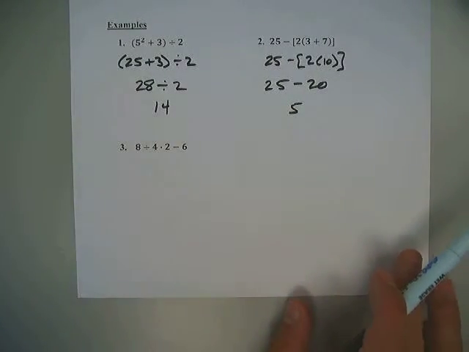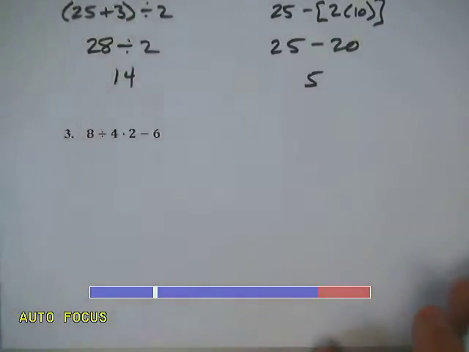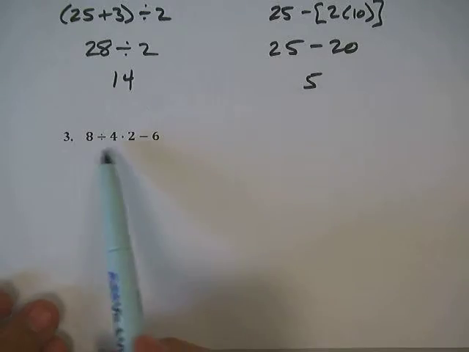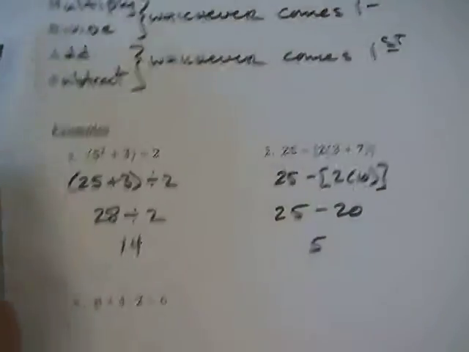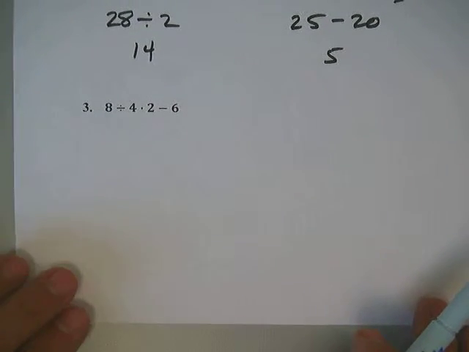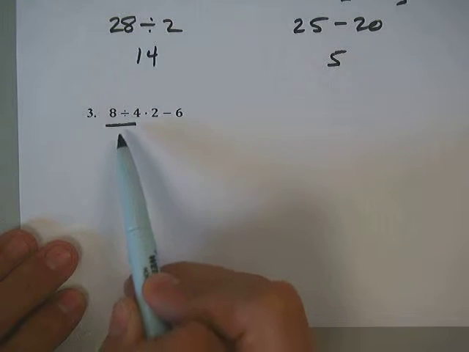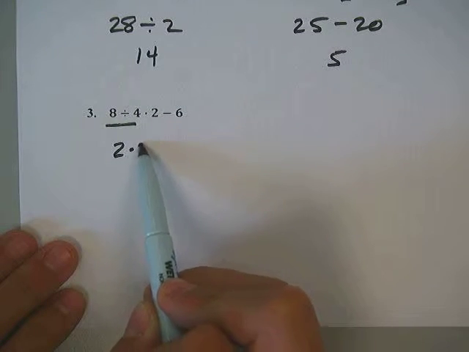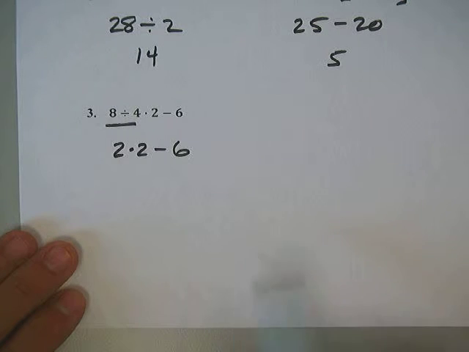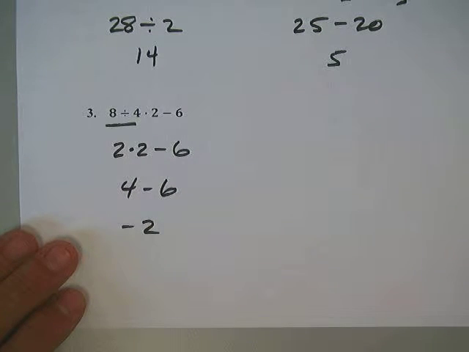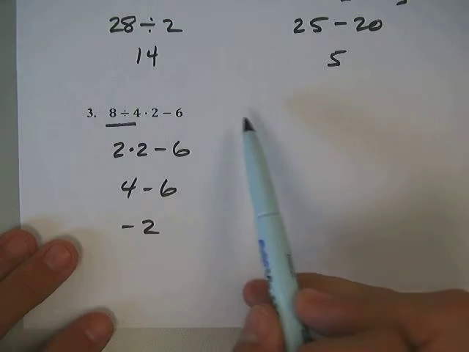Okay, let's look at the third one. Here's a pretty commonly missed problem. Okay, it says 8 divided by 4 times 2 minus 6. Okay, so you might think, oh, well, I got to multiply because multiply is what it says in order of operations first. Well, and that's not the case. Remember, it's multiply or divide, whichever comes first. So I'm actually going to do this part first. So 8 divided by 4 is 2 times 2 minus 6. Then I'll do the multiply and then subtract.